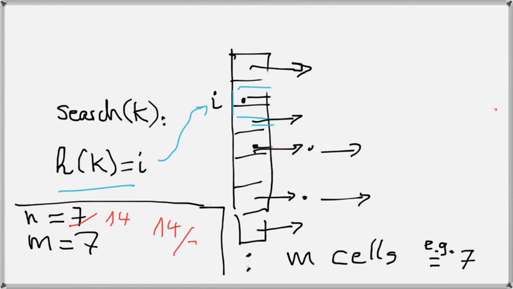Just to have a different example, if we would have 14 entries, then the average list length would be 14 divided by 7, so that would be 2. So the average list length simply corresponds to the load factor. That tells us how expensive searching is. So searching on average is of order 1 plus alpha, so 1 for finding the slot and then alpha to go through all of the entries.